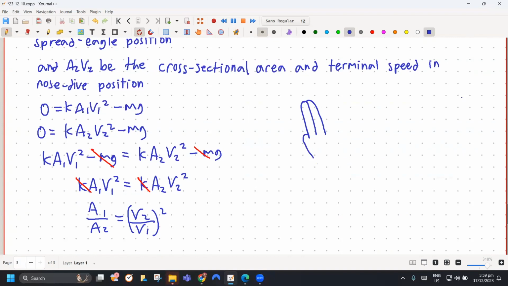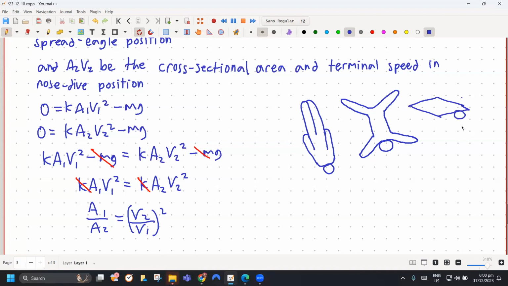So head pointing down, versus in the spread eagle, it's like a human figure in a way, with a horizontal orientation. It depends on the axis compared to the main direction. Ah, so one is straight downward.